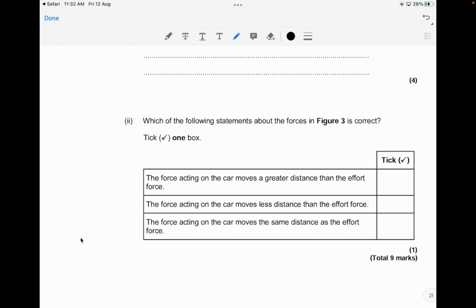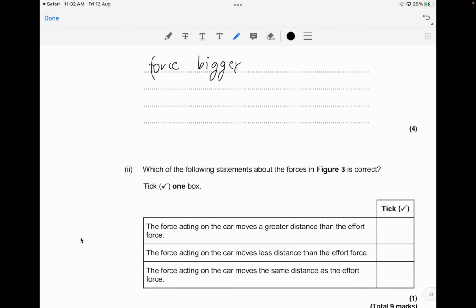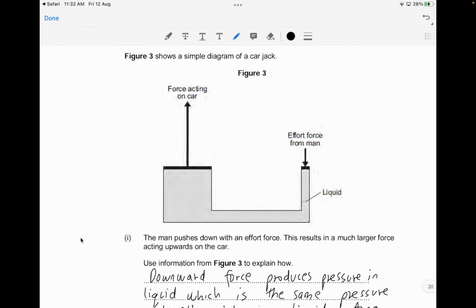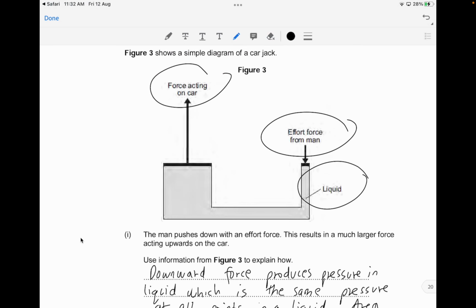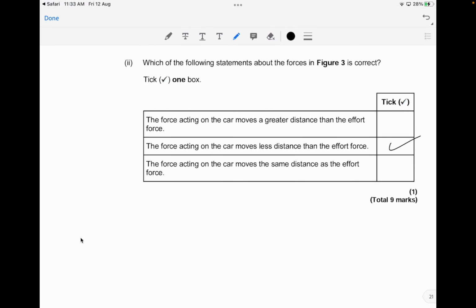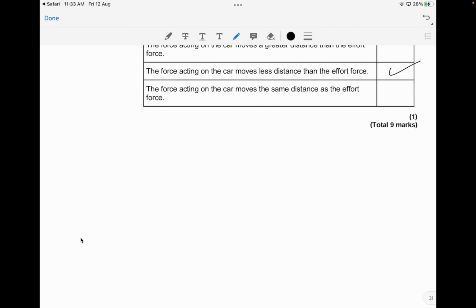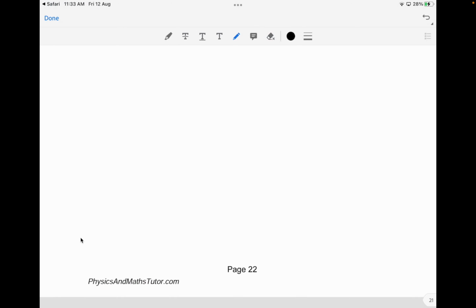Okay, which of the following statements about the forces in figure 3 is correct? Let's check figure 3 again. Force acting on the car, effort force from the person, and you can see the liquid. Tick 1 box: you can say that the force acting on the car moves less distance than the effort force. All right. So this seems to be the end of all the questions.